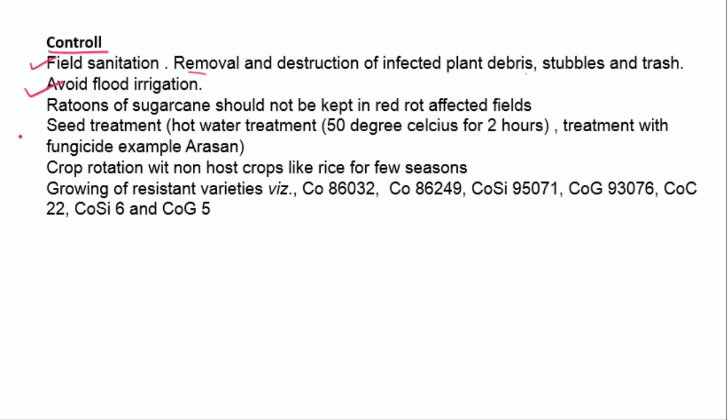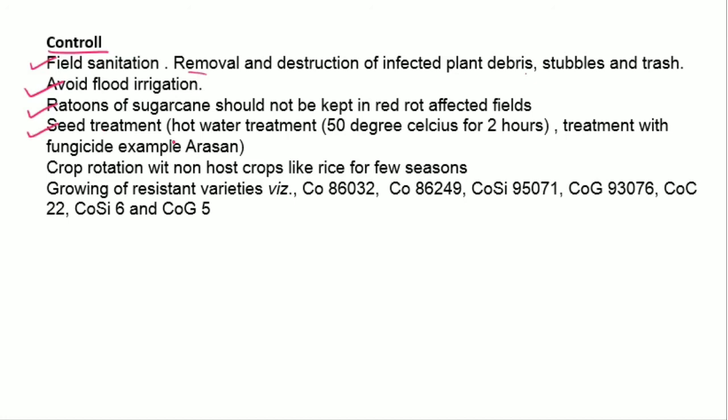Avoid flood irrigation. Flood irrigation should be avoided because the leaves contain spores, and if these leaves fall on the ground and flood irrigation is present there, then the spores can be carried with the help of irrigation water to different places and spread over a large area. The next thing is that ratoons of sugarcane should not be kept in a field having red rot disease. These ratoons should be carefully taken out and removed from the fields.